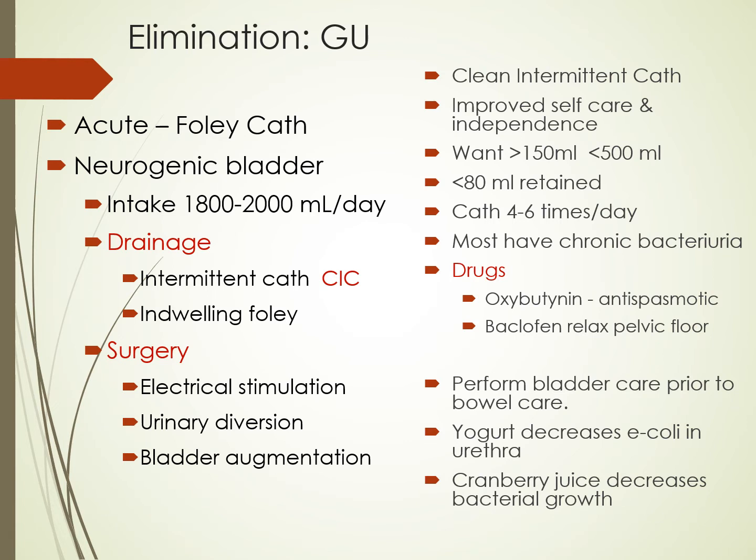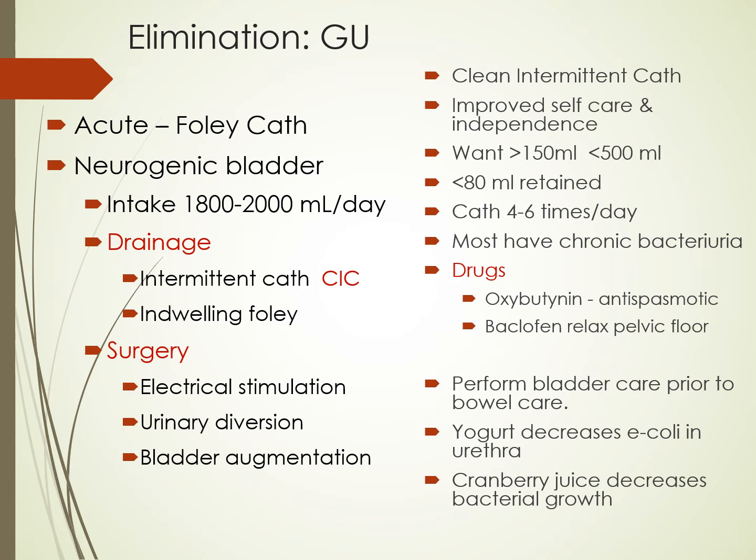and for them to effectively relieve their bladders. With that clean intermittent catheterization, you can see on the right, you want them to have, when they catheterize themselves, more than 150 but less than 500. So ideally you want about 80 milliliters retained. Now suppose you're getting 600 milliliters out, then you may have to cath them more often. So more than 500, cath them more often.